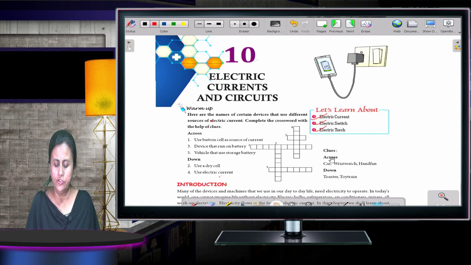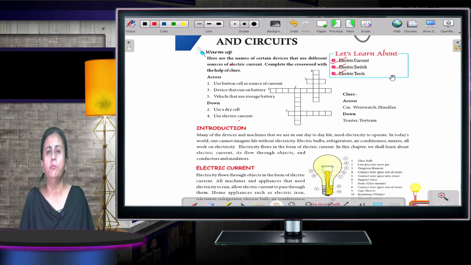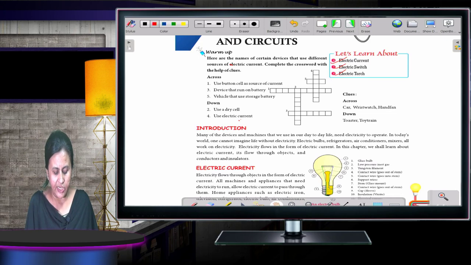Children, from morning to night, okay. You cannot imagine even for a single moment to live without electricity because whatever appliances we are using in day-to-day life get their electric current from the electricity. Okay. So, let us start the chapter now.